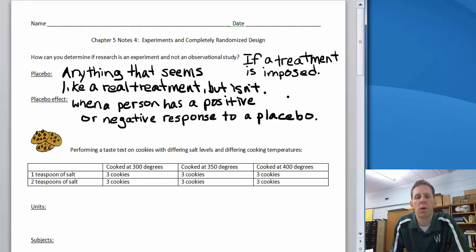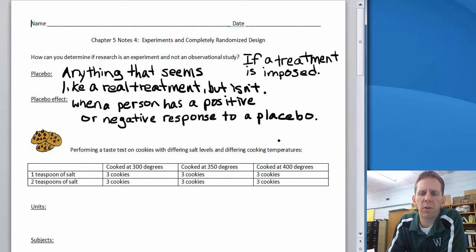And again, the video that you just watched showed you a number of different cases where the placebo effect is certainly in action. And again, people respond differently depending on the area of the world you live in, what color the pills are. There's all sorts of interesting things that happen with this placebo effect. We're going to next look at some vocabulary that's associated with experiments.